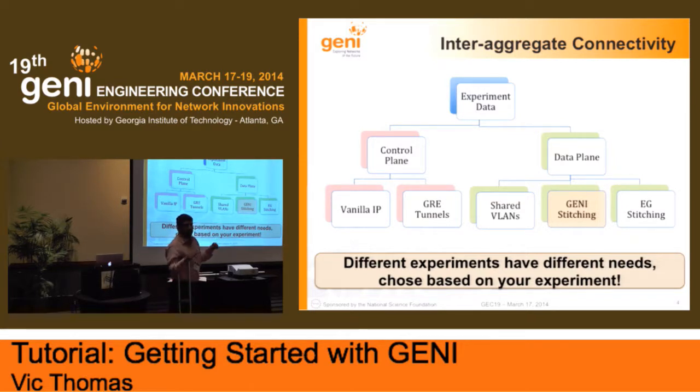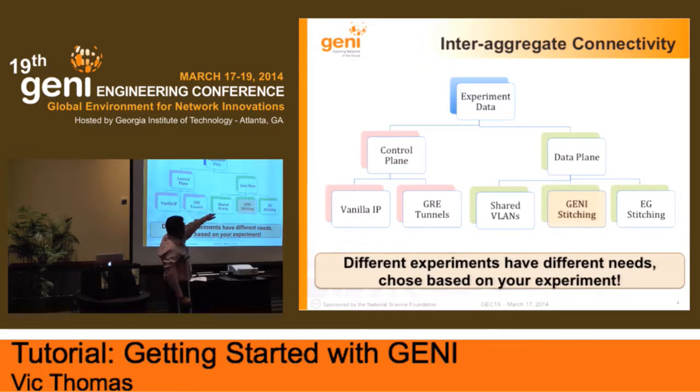So the GRE tunnel is essentially tunneling over layer 3. So it looks like you have a direct link between the two, when it's really you might be going over multiple IP switches and routers. So you can do that.